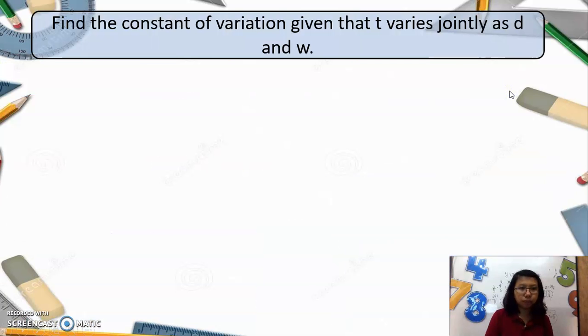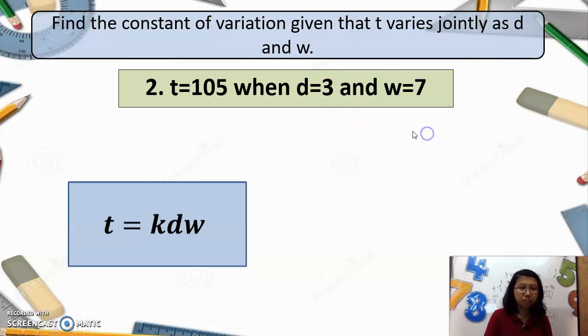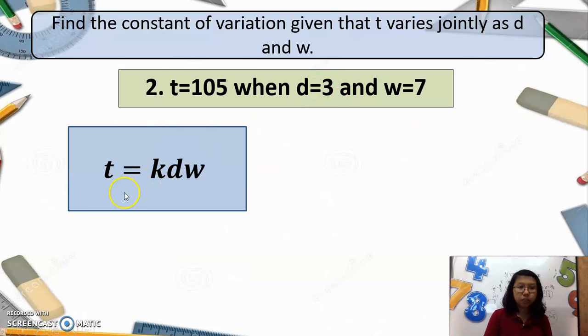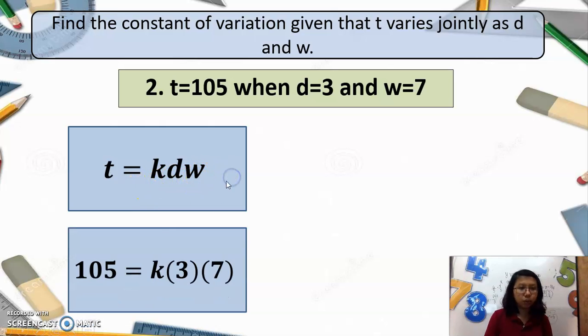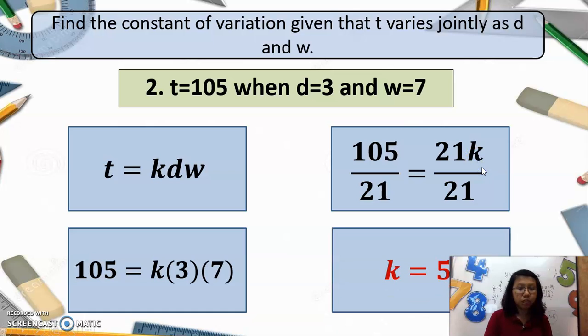Let's have another example. Find the constant of variation given that t varies jointly as d and w. It will be t equals 105 for example number 2, and then d is 3 and then w is 7. So the equation will be t equals kdw. So 105 for t, k, and then the value of d will be 3, and then w is 7. So it will be 7 times 3, which is 21. And then dividing both sides by 21, the answer will be 5. So therefore, the final answer will be 5 as the value of the constant.